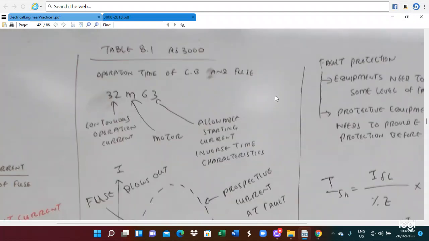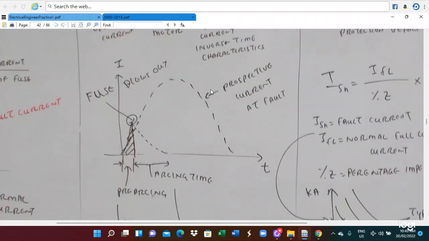So the tables are in 8.1 of the AS3000 rules. It shows the operation time of the circuit breaker and fuse. For example, if you see the 32 and 63 ratings, 32 is the normal operating current of the motor, and 63 is the starting current, an inverse characteristic. So this is the thing you have to understand. And then here the fuse blowout is the prospective short circuit current. But before reaching the maximum point, the fuse needs to be blown out.